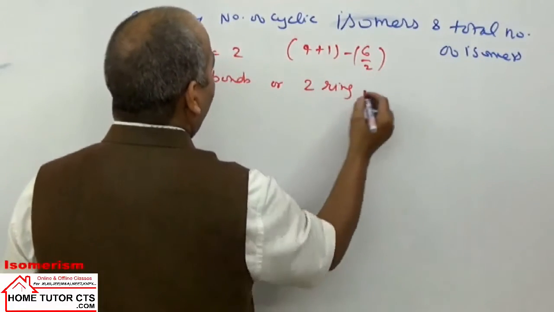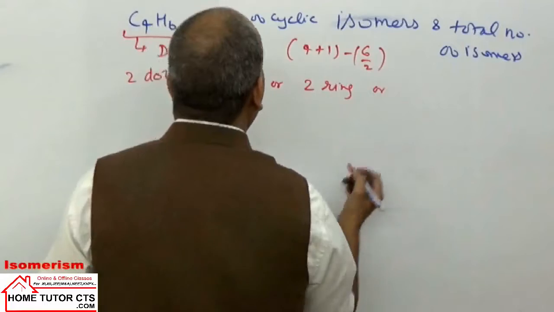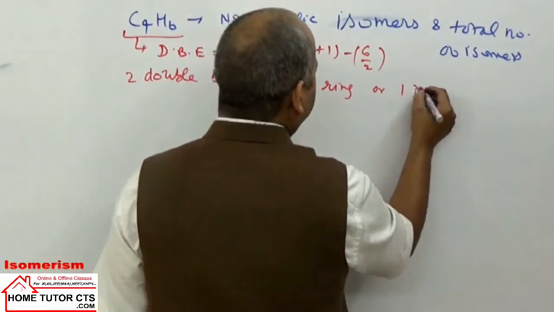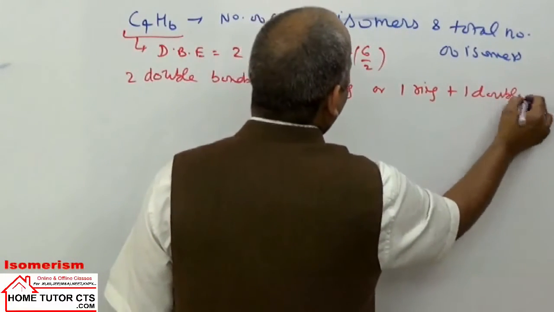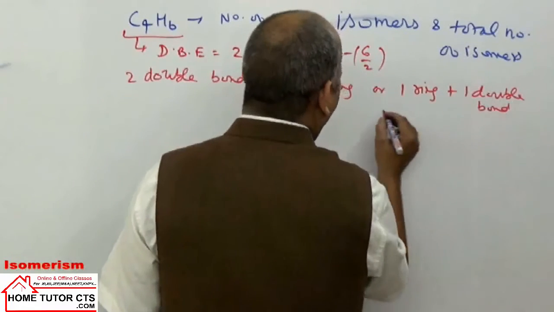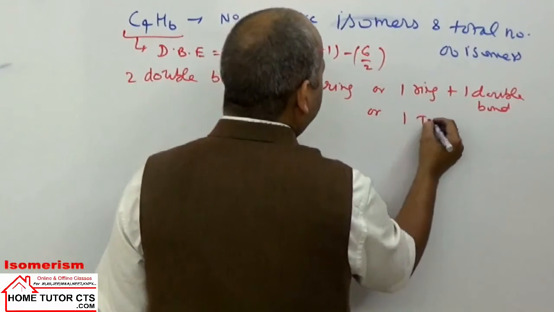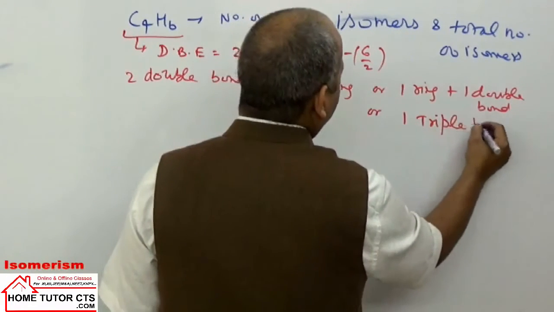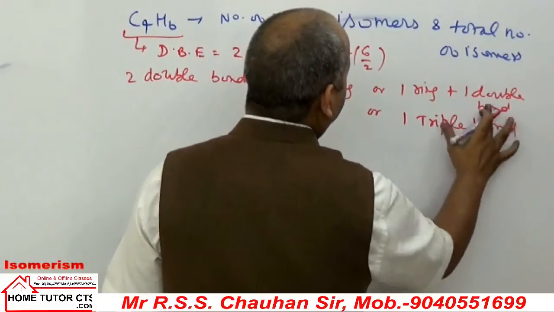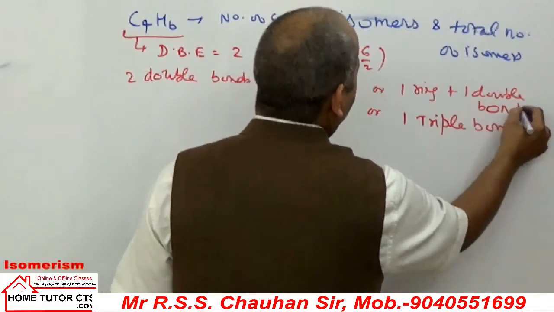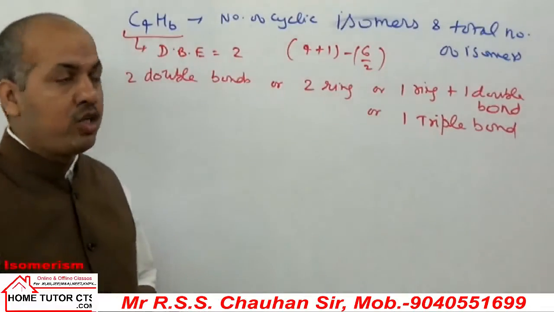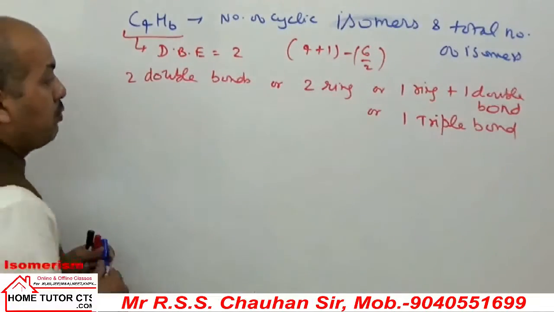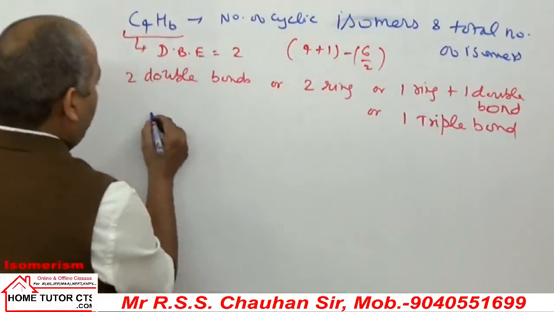Or you can have in this case 1 ring plus 1 double bond, or you can have 1 triple bond. There are different cases possible for finding the total number of isomers. So let us think on the possibility of first one triple bond.